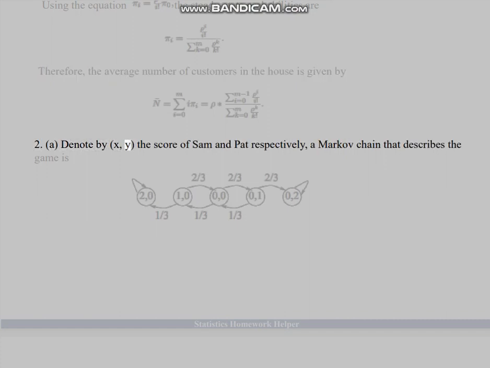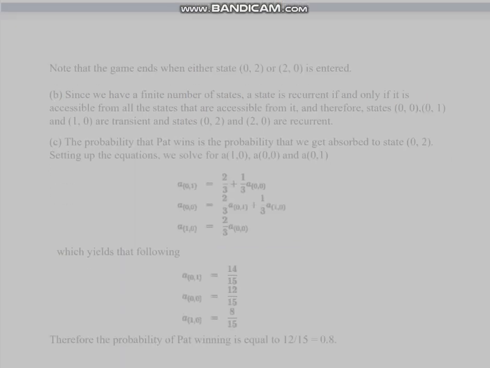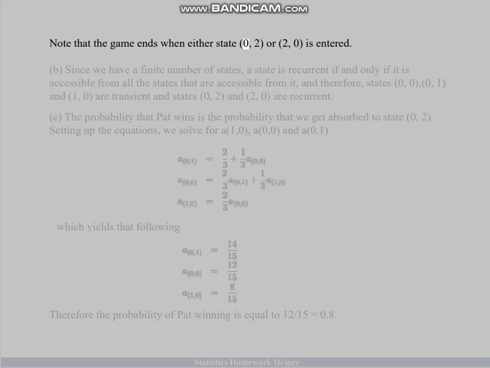2a. Denote by x, y the score of Sam and Pat respectively. A Markov chain that describes the game is as shown. Note that the game ends when either state (0,2) or (2,0) is entered.